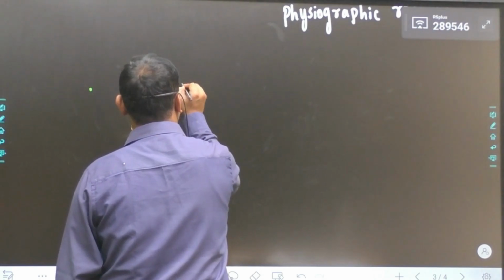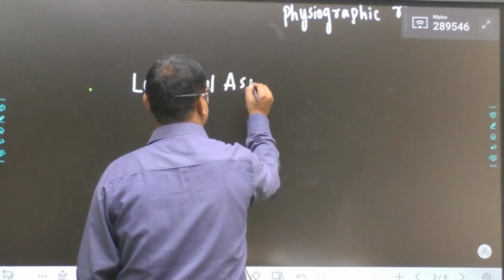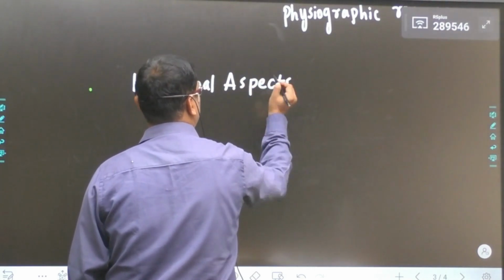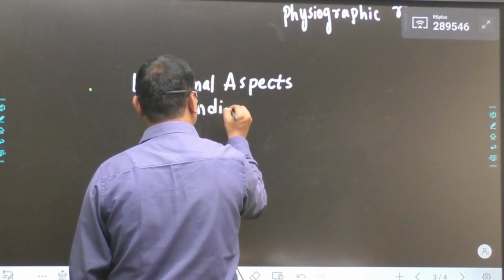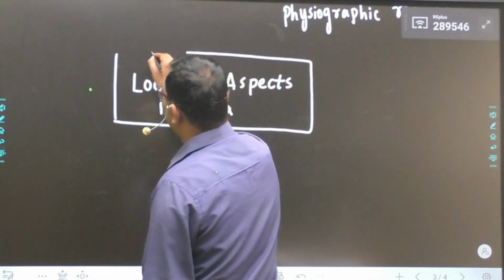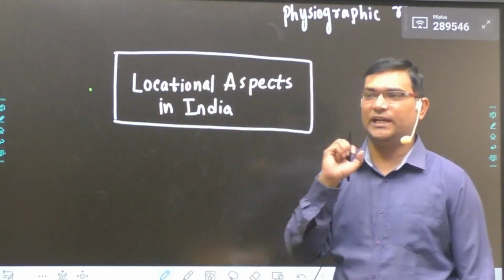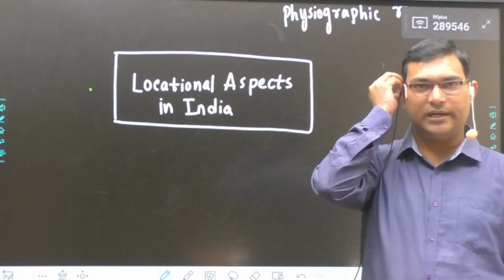Locational aspects in India. So we have to see the location of India, right? How do you find the location of India? From which aspects do we find the location of India, what is its relevance, and what are the current issues that we are going to see.